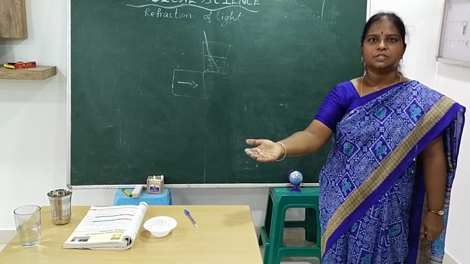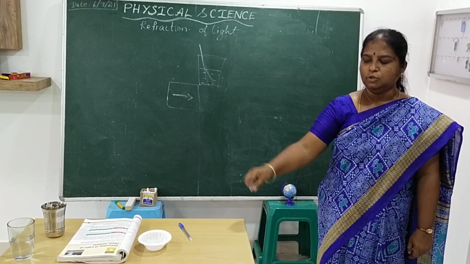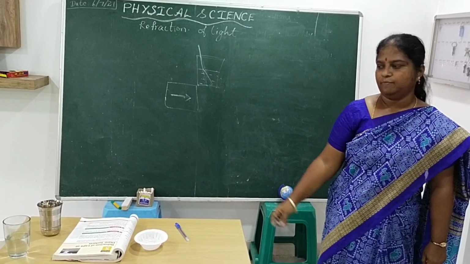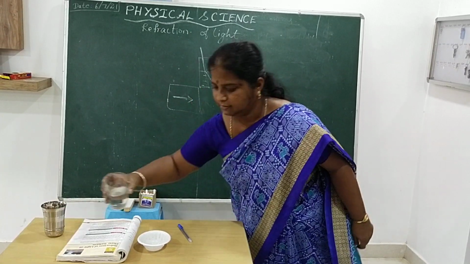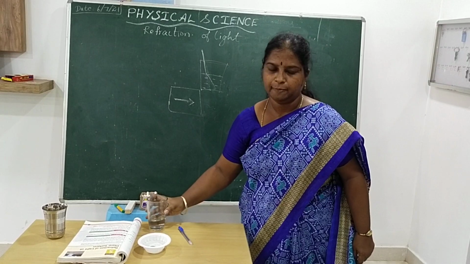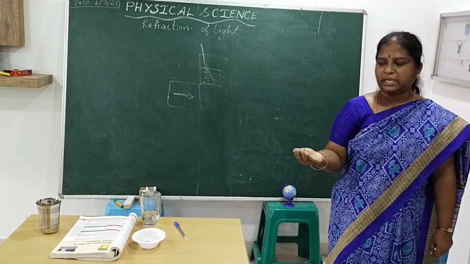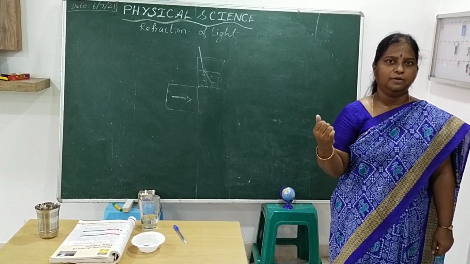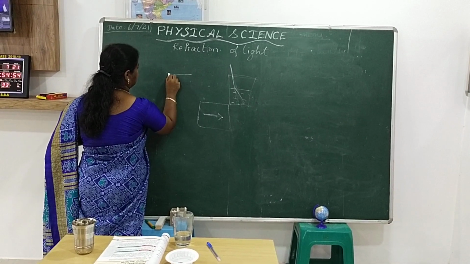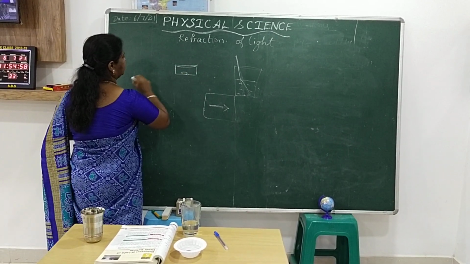Stay there. Ask your friend or your mother or your parent, somebody in your house, to pour water in the vessel or the bowl. When you pour water in that small bowl, you can see the coin. You can find the same diagram in your textbook. You can do it at home.